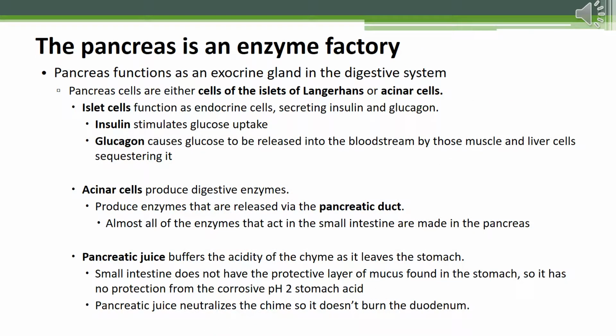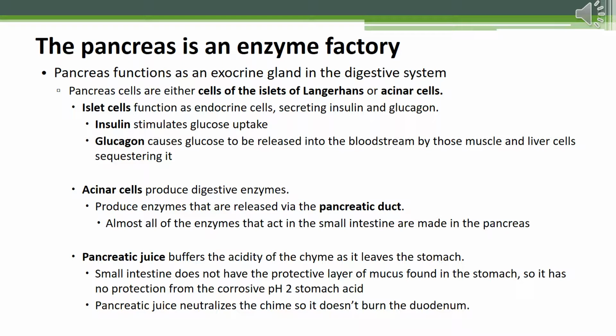We're going to start with the pancreas, which is essentially an enzyme factory. And the pancreas functions as an exocrine gland in the digestive system, which simply means that it excretes these enzymes. And like I said, the pancreas is made up of 2 types of cells. The cells of the islets of Langerhans, which sounds like a set of mystical islands, and then there's the acinar cells. And we're going to simply call the first cells the islet cells.